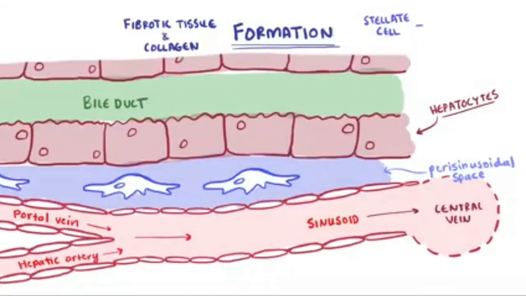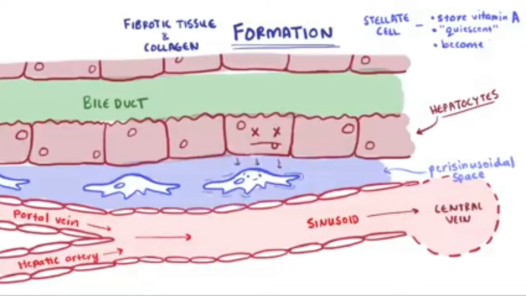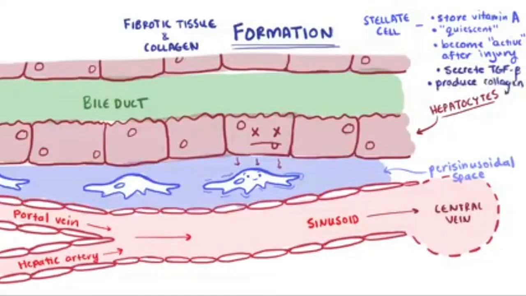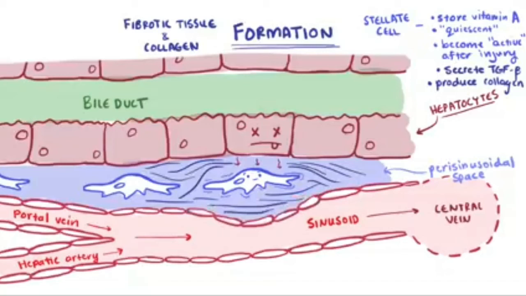And usually, in healthy tissue, these guys' main function is to store vitamin A, and are otherwise considered quiescent, or sort of dormant. When the hepatocytes are injured, though, they secrete paracrine factors that activate and sort of change the stellate cells. When activated, these stellate cells lose vitamin A, proliferate, and start secreting transforming growth factor beta 1, or TGF-beta, which then causes them to produce collagen, which is the main ingredient in extracellular matrix, fibrosis, and then scar tissue. As this fibrotic tissue builds up, it starts to compress the central veins and sinusoids.